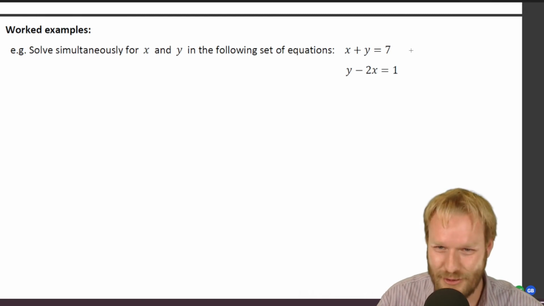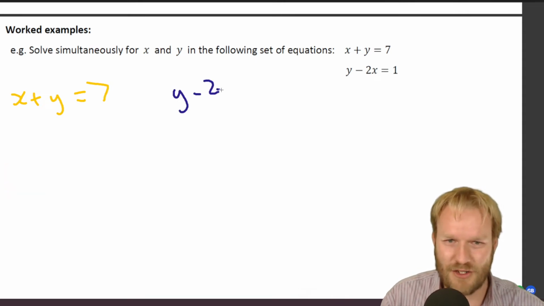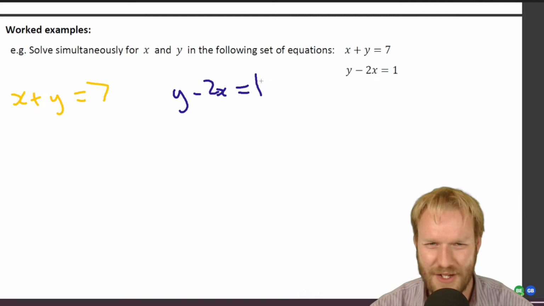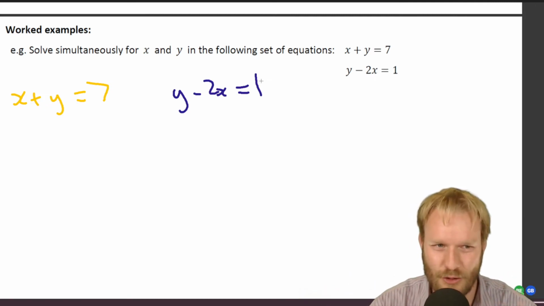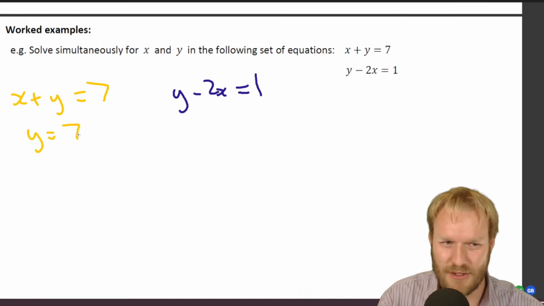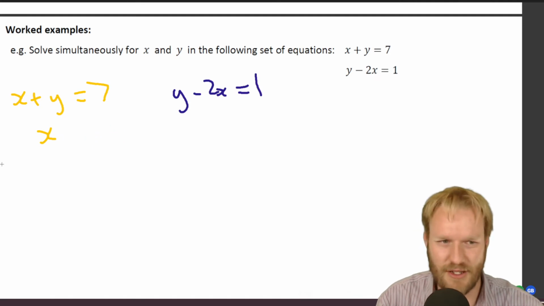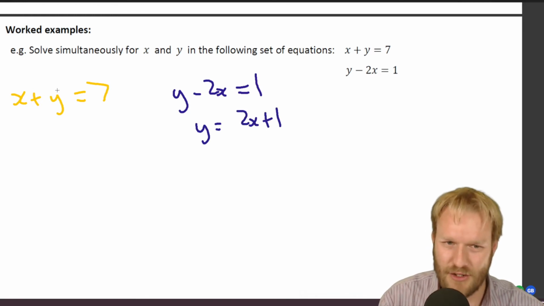We've got our 2 equations. I'm just going to rewrite them here. I've got x plus y equals 7, and the other equation is y minus 2x equals 1. It is entirely up to you which one of those you manipulate into what form. You may have gone y equals 7 minus x. You may have gone, I want to do this as x equals 7 minus y, and then put that into the other equation. You may have gone y equals 2x plus 1 and put that into that equation.